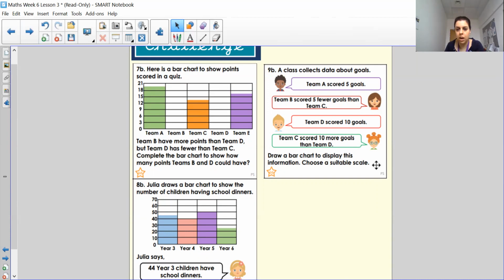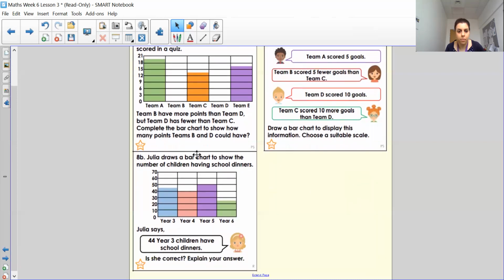Question over here. A class collects data about goals. Team A scores 5 goals. Team B scored 5 fewer goals than Team C. Team D scored 10 goals and Team C scored 10 more goals than Team D. Draw a bar chart to display the information. That one is quite difficult. You're going to have to work out what each team scored, and you choose a suitable scale carefully. Might have to go up in 2s, that one.